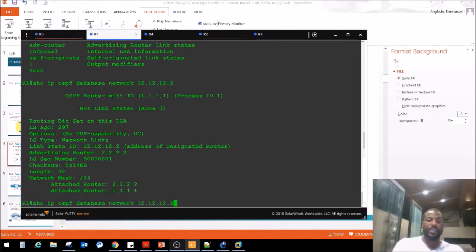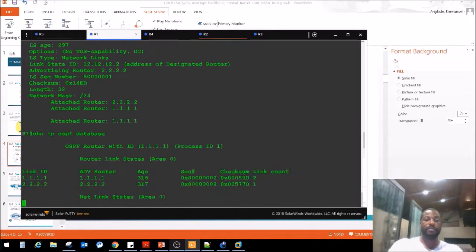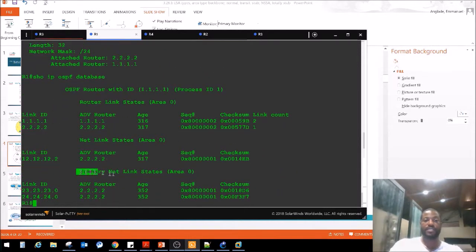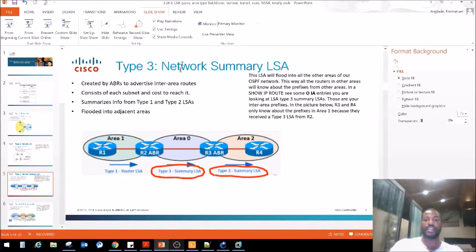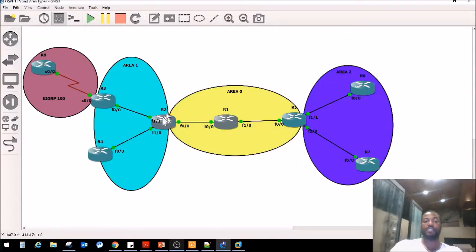So again, let's take a look at Type 3. Type 3 here says it's a summary LSA. We said that Type 3s are network summary LSAs, created by ABRs, consisting of the subnet and cost to reach it, summarizing info from Type 1 and Type 2, flooded in adjacent areas. So we need to basically look at an ABR. Who is an ABR in this case? Router 2 is basically an ABR. Let's go ahead and console with him. Actually, we'll stay on router 1 and continue our investigation.